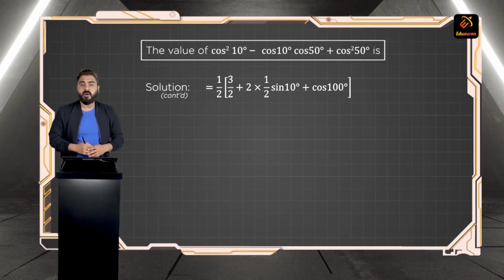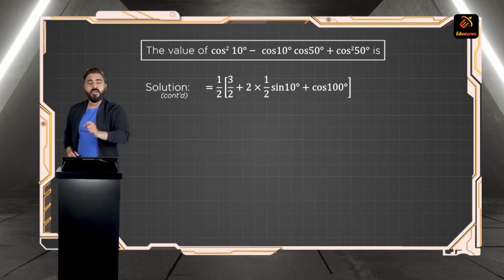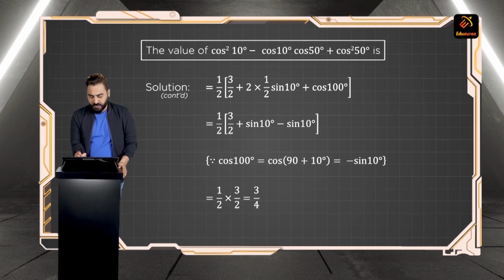Now students, cos 100, can we write it as cos of 90 plus theta? 90 means by 2. By 2 means change. What change? Shortcut, add co, cut co, and the plus minus sign is decided by quadrant. So 90 plus theta, which quadrant? Second quadrant. In the second quadrant cos is negative. So cos 100 will become minus sine 10. So plus sine 10 minus sine 10 gets cancelled, and we are left with 1 by 2 into 3 by 2, which is nothing but 3 by 4.